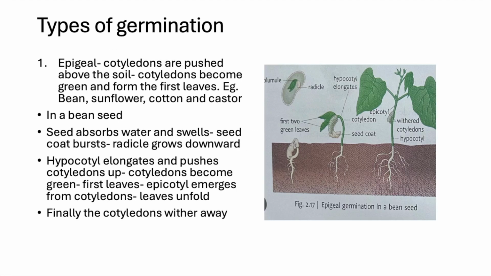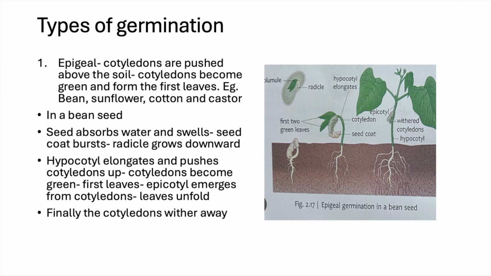The types of germination, you have epigeal and hypogeal. Epigeal germination, epi means above, so the cotyledons are pushed above the soil. The cotyledons become green and they form the first leaves. Example in bean, sunflower, cotton, and castor.